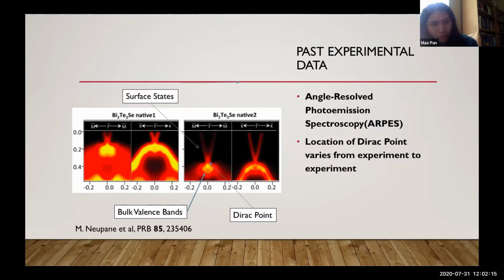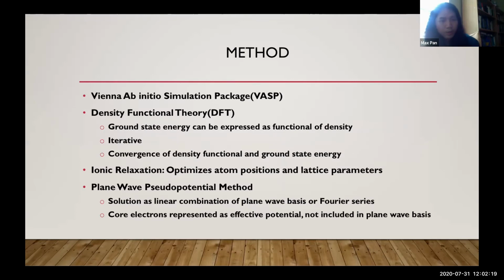Because of this, it is now important to rely on theoretical calculations. The method involves the use of a software called the Vienna Ab Initio Simulation Package, or VASP as an abbreviation, which makes use of density functional theory, which is based on the fact that ground state energy can be expressed as a functional of electron density. It is also iterative, looking for the convergence of the density functional and the ground state energy.